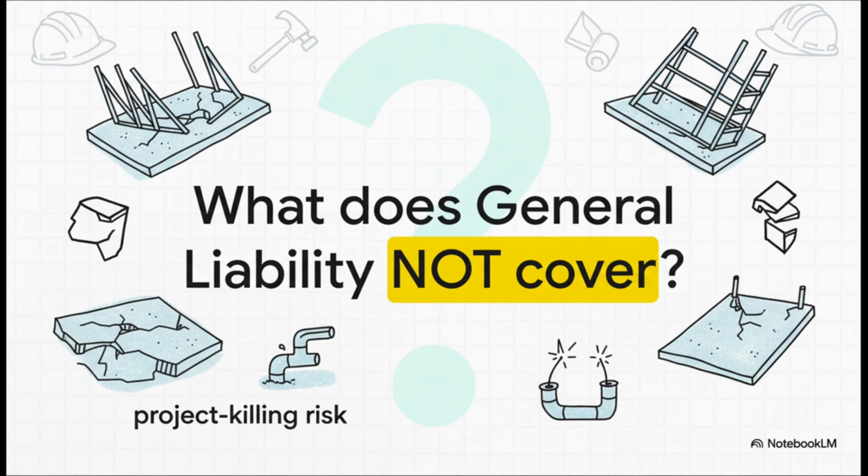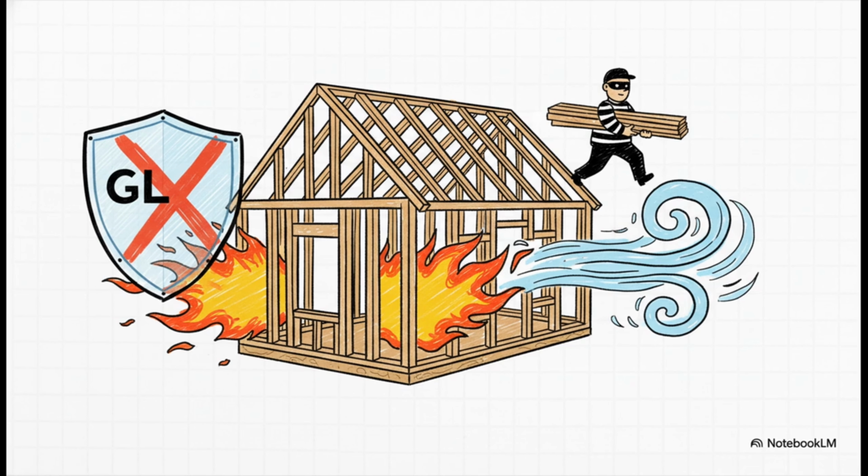That sounds pretty solid, right? Like it covers pretty much anything that could go wrong. But this brings us to the most important question of this entire explainer. With all that protection facing outward, what is the massive project-destroying risk that your general liability policy leaves wide open? And here's the answer. It's the big one.